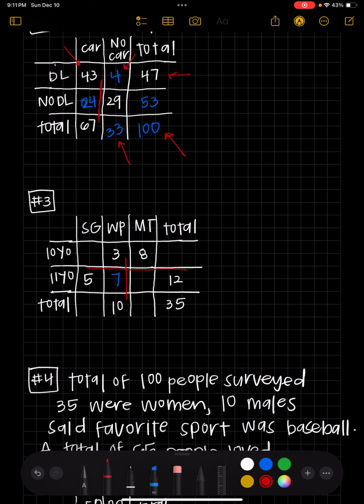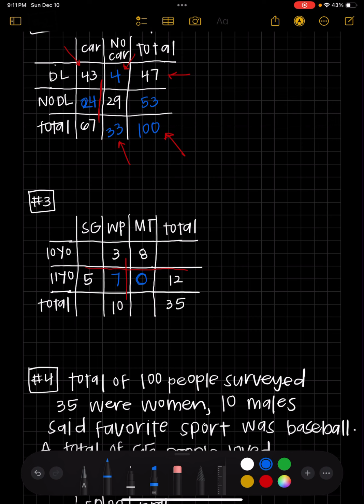Well, what we would do is we would say 12 minus 7 minus 5, and whatever that gives us is the amount of 11-year-olds that like movie theaters. Now 12 minus 7 minus 5 gives me 0, which means there are 0 11-year-olds that chose movie theaters. Getting 0 is totally fine on these ones.